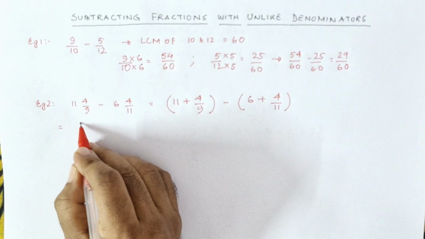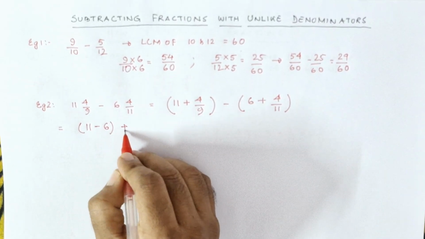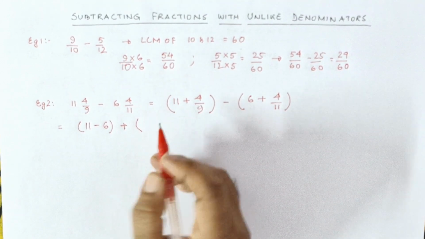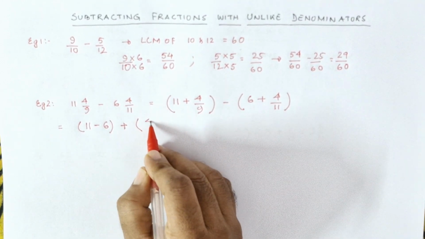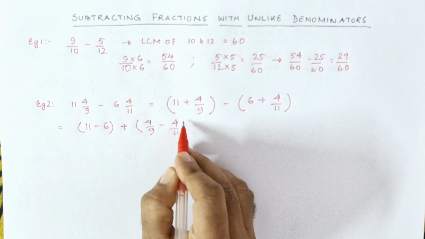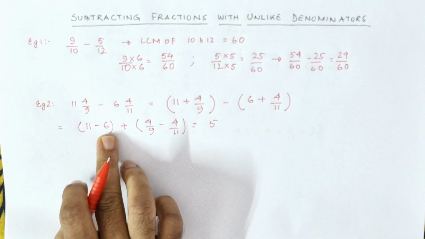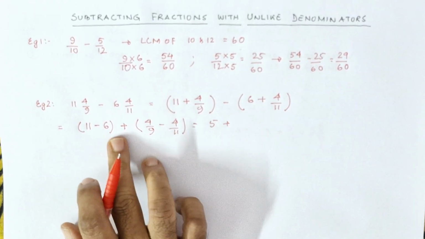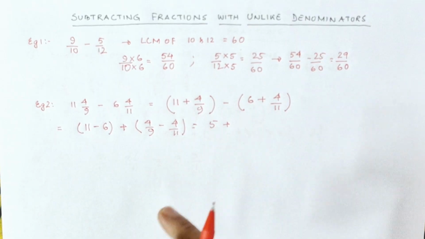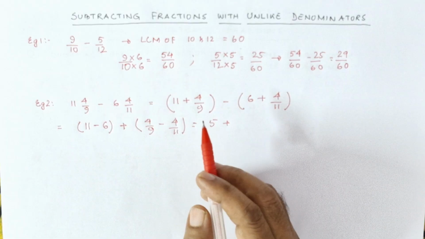So we'll subtract the whole numbers and the fractions individually. 11 minus 6 is 5. Now here you can follow the butterfly trick that I have shown you in the addition case. You can apply the same butterfly trick here.